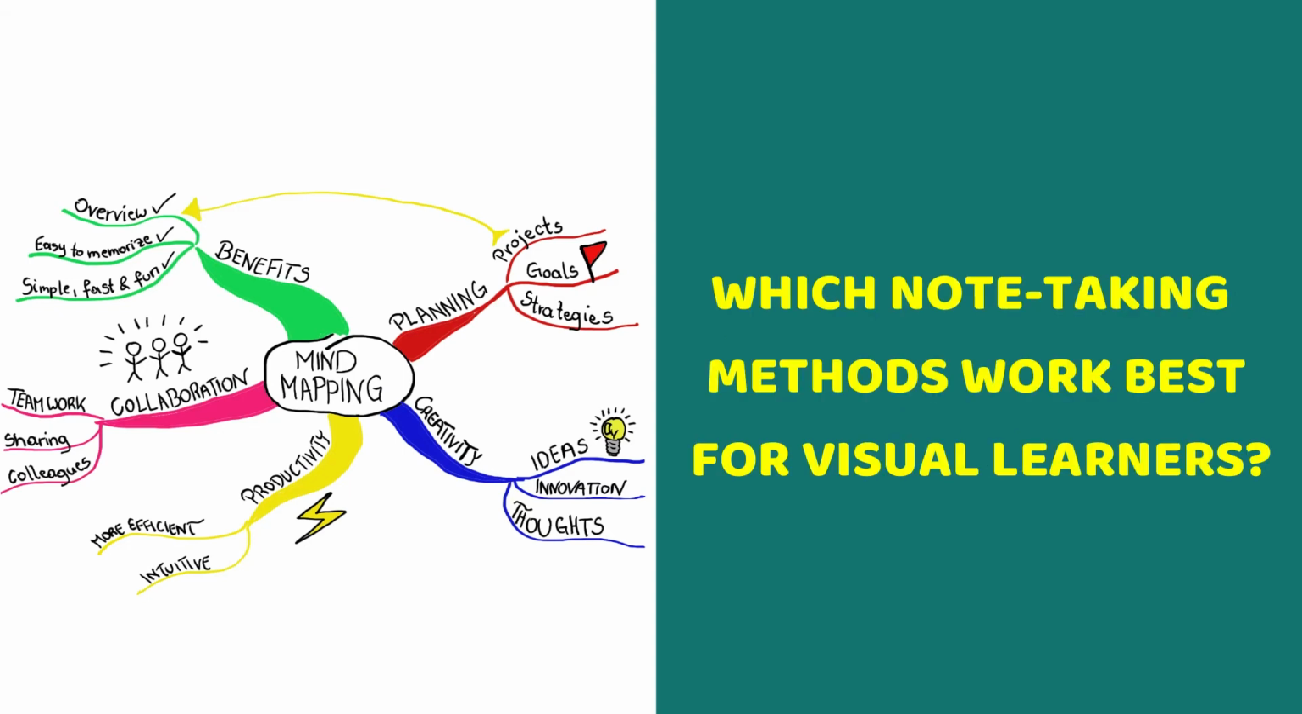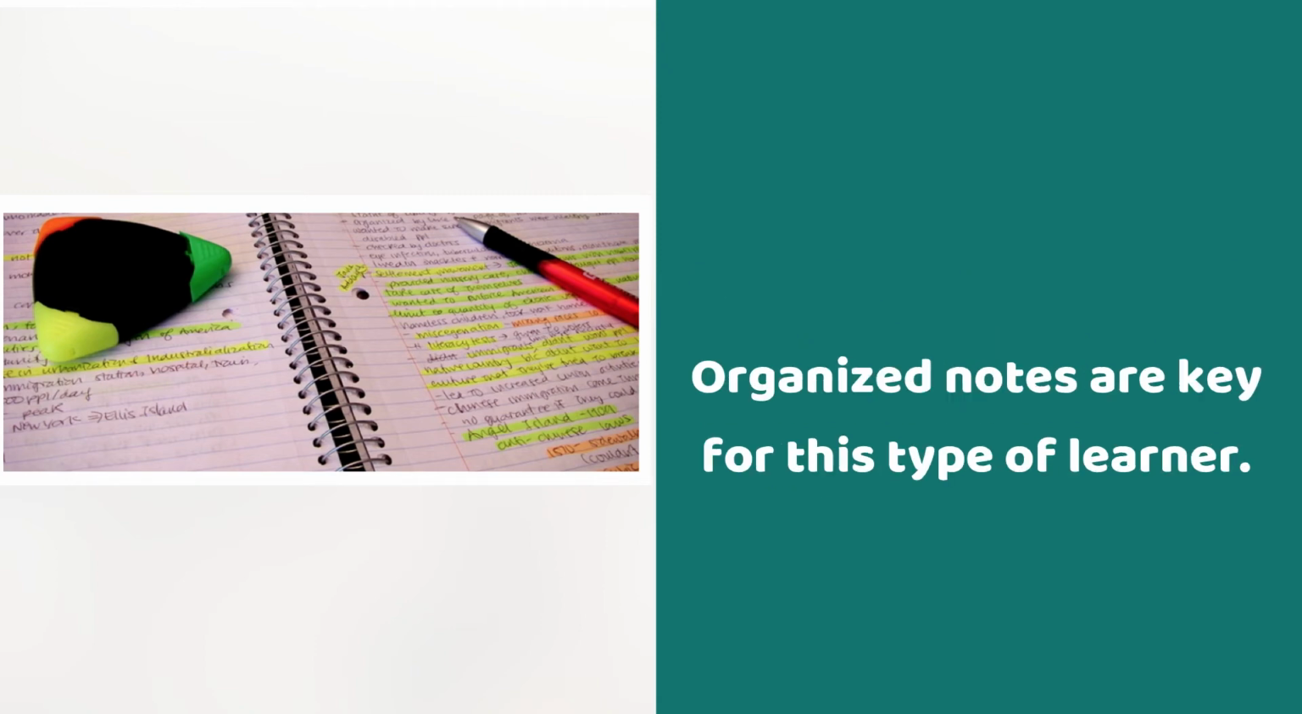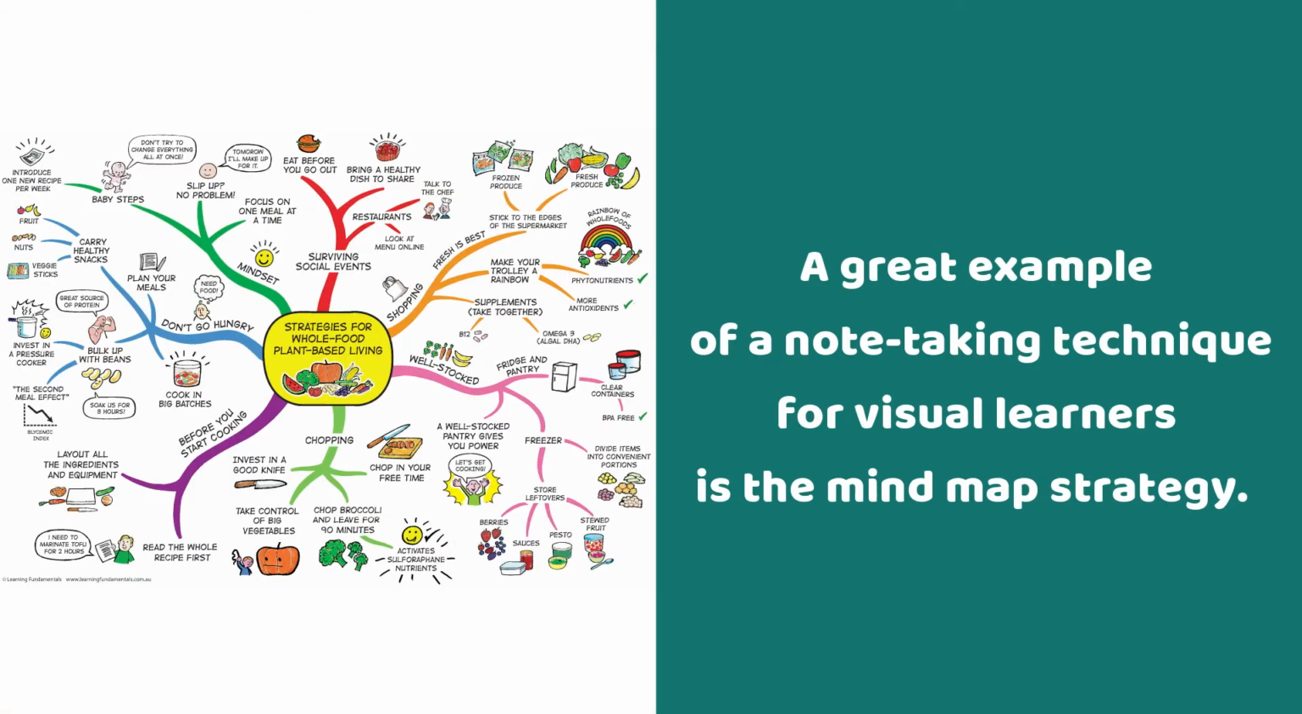Another question you are probably having right now is, so which note-taking method works best for visual learners? I have an answer for you. The best note-taking methods for visual learners are methods that use pictures, diagrams, and colors. Organized notes are key for this type of learner, especially if you are color-coded. A great example of a note-taking technique for visual learners is the mind map strategy.